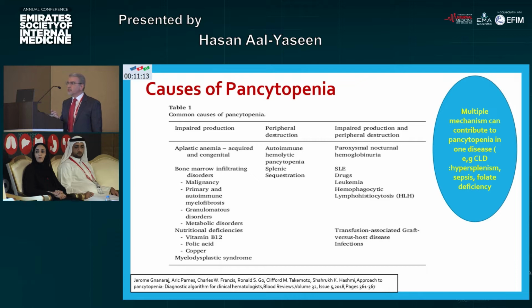Examples for impaired production, of course, central causes in the bone marrow, like aplastic anemia, whether congenital or acquired. We can have infiltration of the bone marrow, like any malignancy infiltrating the bone marrow, infections, or a primary bone marrow disorder like multiple myeloma, hairy cell leukemia, chronic leukemias. Myelofibrosis is a very famous cause of pancytopenia, granulomatous disorders, metabolic disorders, and we have nutritional deficiencies, vitamin B12, folic acid, and copper. And of course, we shouldn't forget MDS, myelodysplastic syndrome.